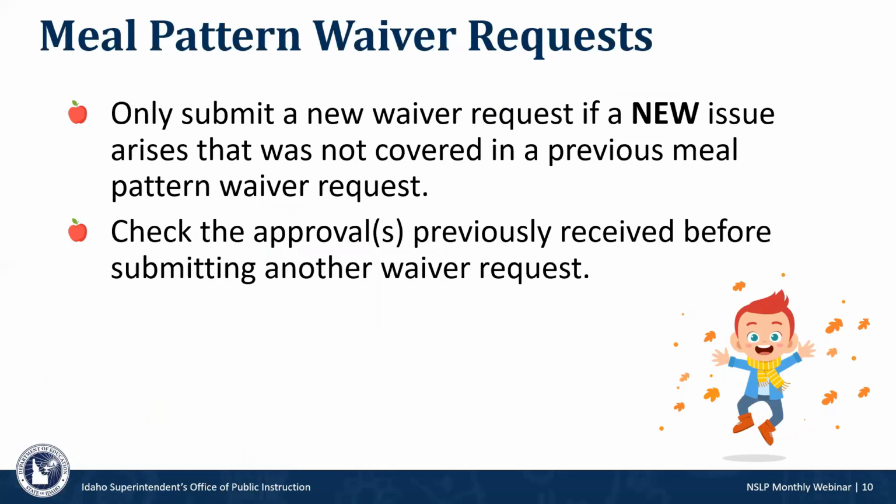So if you had prior approval for sodium or whole grain rich, but you are now encountering a milk issue, again, we need you to do a new waiver request. There's a hyperlink or a link on our website that you can click and complete a new meal pattern waiver request form. When you do that, make sure that you are electing any new items if you've been previously approved, or if you have not taken the time to complete that waiver approval form, please elect anything you are encountering a difficulty with.